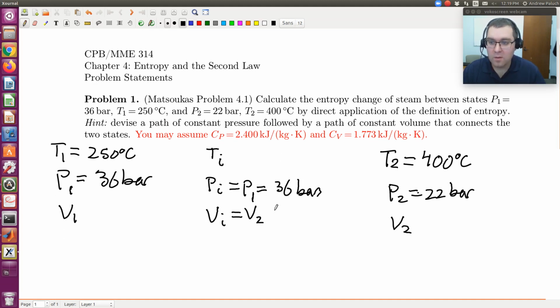All right, so let's go to the steam tables and see if we can figure out what states we have in my initial and final state. In order to solve this, I'll need to figure out what my intermediate temperature is, and I'll need to know what my final volume is, and that should be everything that I need.